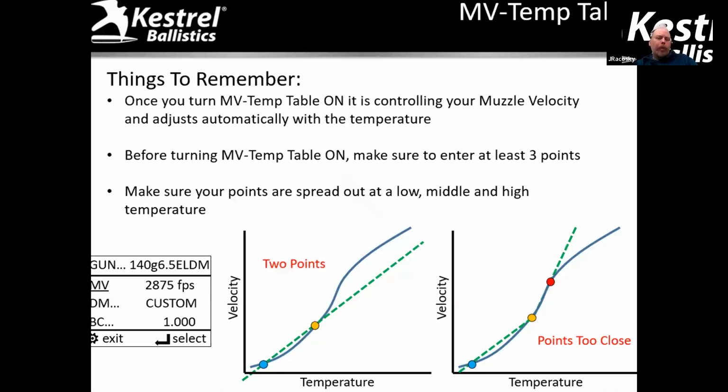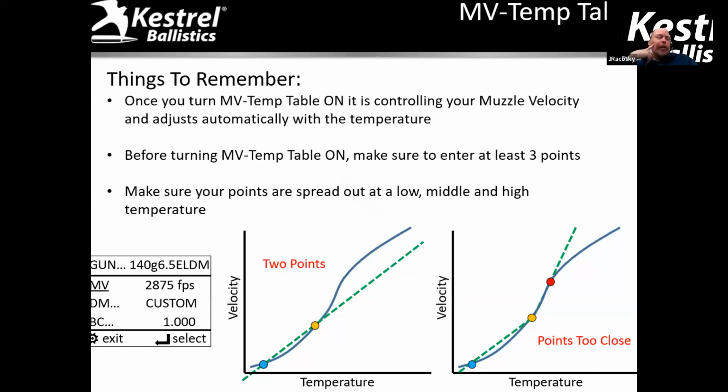All right, so some things we need to remember. Once you turn the MV temp table on, it's going to control your muzzle velocity. When you go into the MV on your gun, it's going to be underlined, and you won't be able to adjust it. So if you want to adjust your MV, turn the MV temp table off again. And don't use the MV temp table unless you have three spread out points. It'll be worse for you than if you didn't use it. Make sure you have a low, middle, and a high temperature.